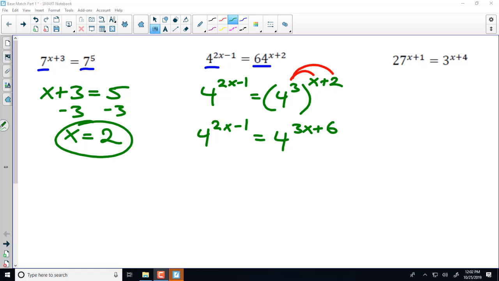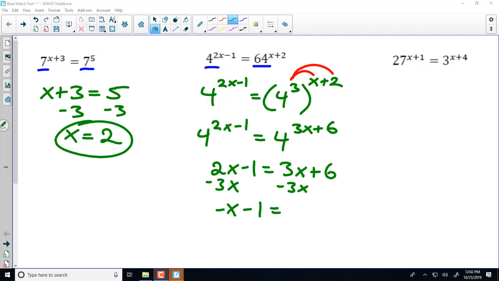Now that the bases match exactly, we can just set the two exponents equal to each other. 2x minus 1 equals 3x plus 6. I'm going to go ahead and subtract 3x from both sides, giving me negative x minus 1 equals positive 6. I'm going to add 1 to both sides, giving me negative x equals positive 7. And then, since I have negative x, I either need to multiply or divide both sides by negative 1, which will just make this x equals negative 7. And that one is done.